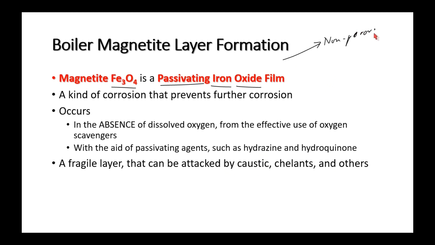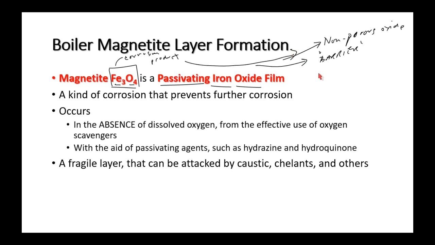non-porous oxide. So in other words, nothing can get through it. It's like a barrier. So though magnetite is in fact an oxide, it's a product of corrosion, because we had to take some iron and we had to oxidize it. Though it is a corrosion product, it is non-porous and it acts as a barrier and it prevents further corrosion.